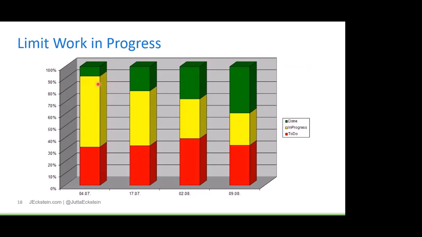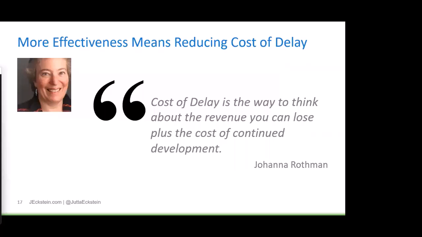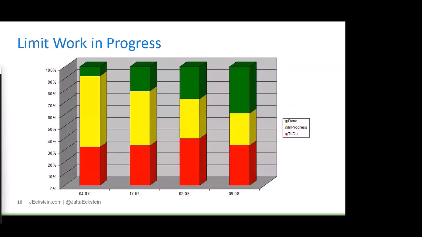But you now see here that the team started off very badly, because the biggest chunk is actually the work in progress. And whatever is in progress, going back to Johanna's quote, you can think of as revenue you can lose because of the cost of continued development. We work on that part, but it's not of any usage. So what's really important is that the yellow stack, the stack in the middle, gets smaller.